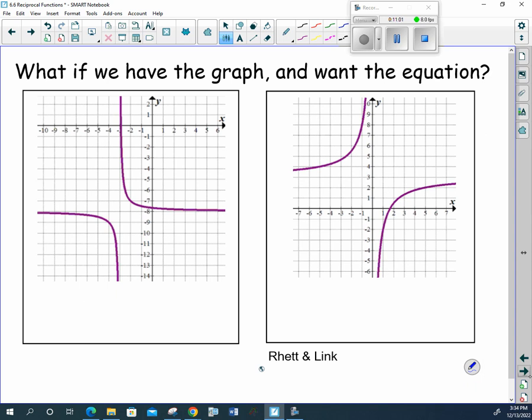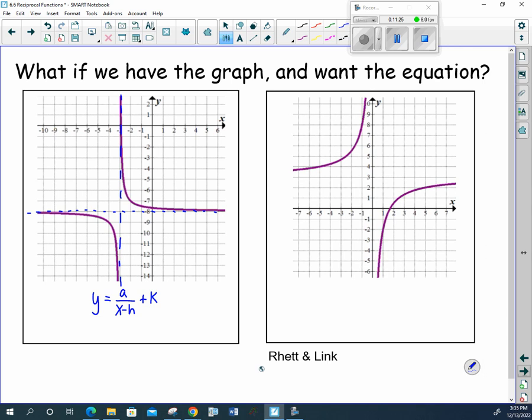Okay, and now can we write the equation? So to write the equation, we need to look at this format here. So we have y equals a over x minus h, plus k. So we need to find our vertical and horizontal asymptotes. So vertical asymptote for this one will be right here, horizontal asymptote right here.